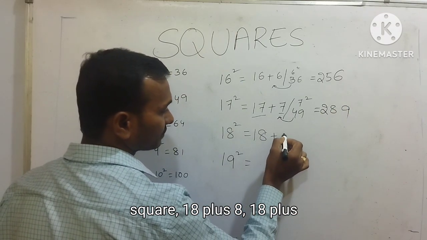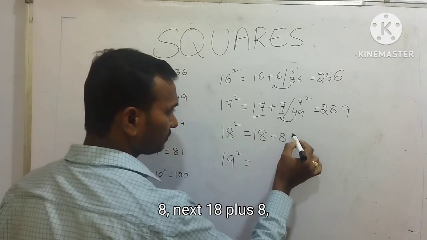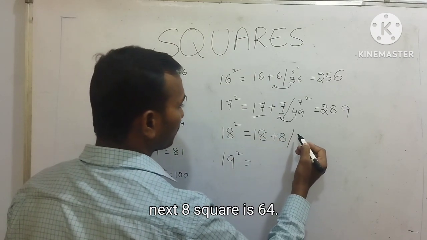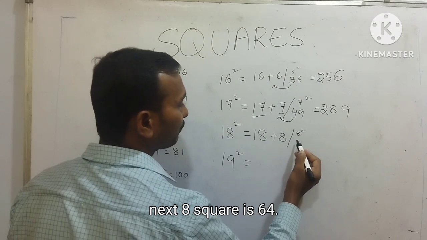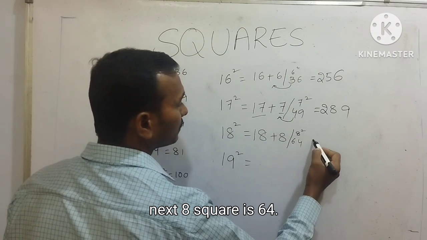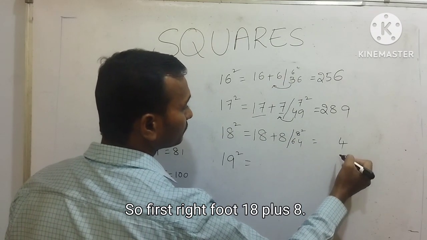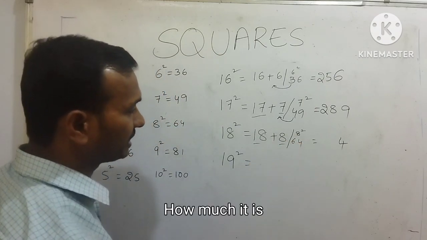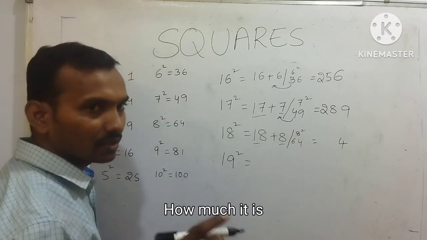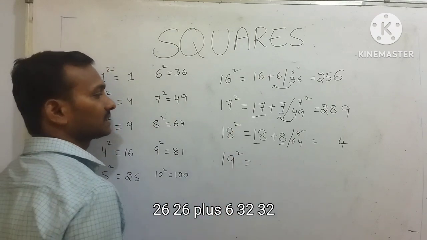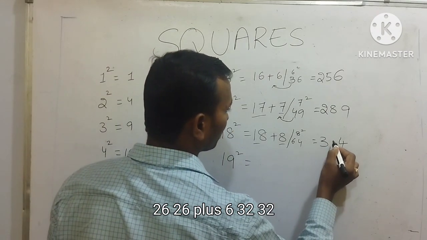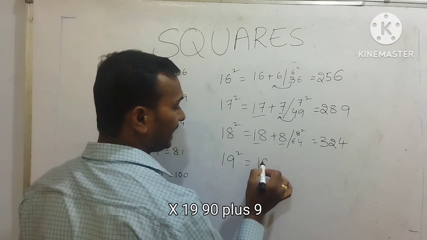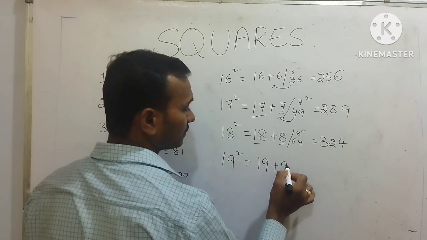18 square. 18 plus 8. Next 8 square is 64. So first write 4. 18 plus 8, how much is it? 26. 26 plus 6, 32.